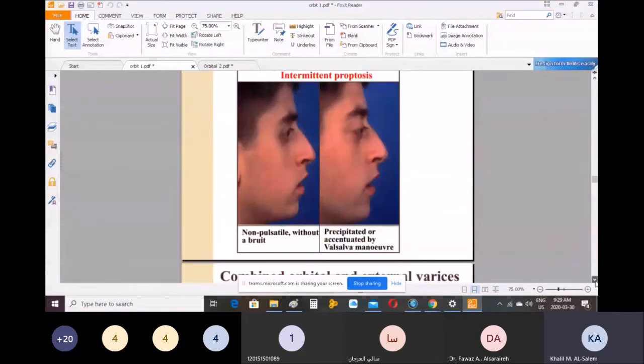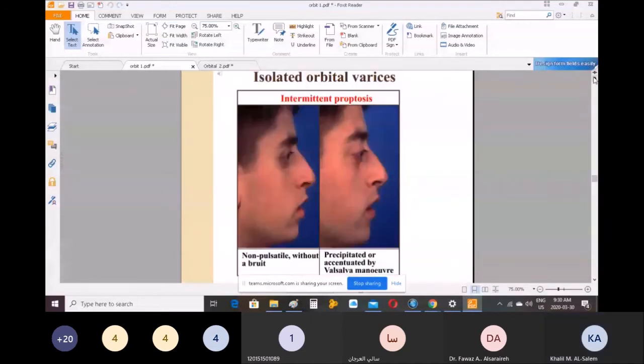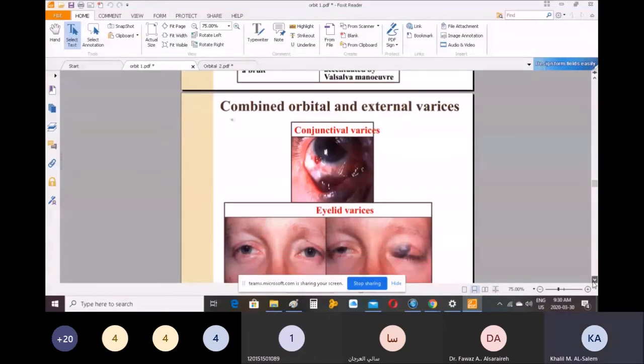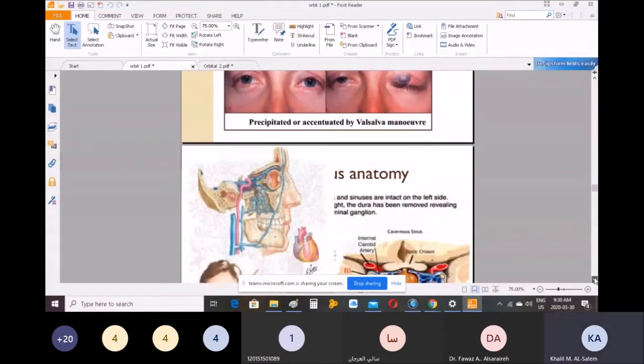Those patients can come with this look: sudden emergence of a painful mass at the lower or upper lid. Okay? And usually it happens after, for example, shouting, after a sudden increase in intra-abdominal pressure called Valsalva maneuver. Okay? This can block the vein, and it will end up, as you can see here, with a thrombosed varix. This is a lower lid thrombosed varix. This is an upper lid thrombosed varix.